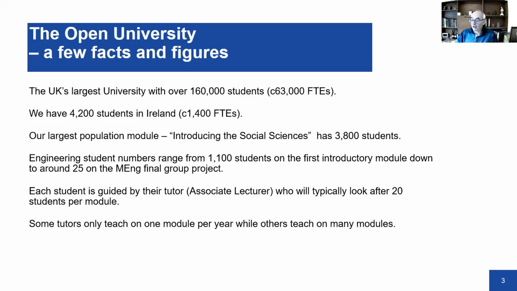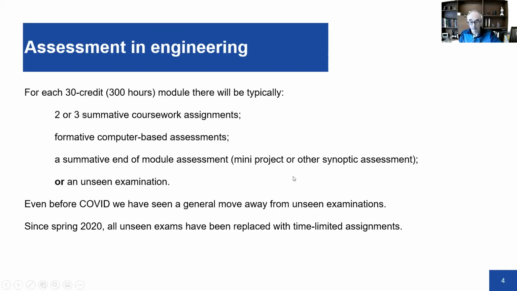The way we work at the OU is that all of our students are guided and supported by what we call an associate lecturer who acts as their tutor. And typically one tutor will look after a group of around 20 students. Some of our tutors are strictly part-timers with the OU. They may only teach on one module or perhaps two modules a year, whereas others have so many modules, in effect, they are working full-time tutoring for us.